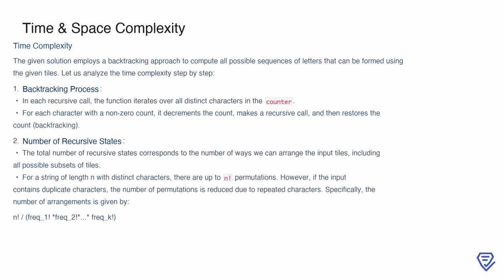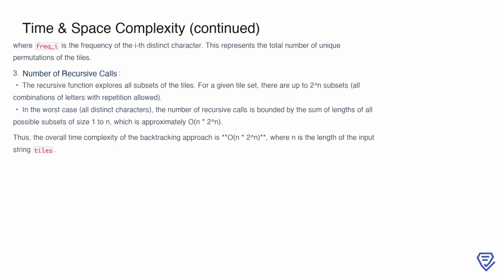To understand the total number of recursive states, consider the ways we can arrange the input tiles, including all possible subsets. For a string of length n with distinct characters, there are up to n! permutations. However, if the string contains duplicate characters, the number of permutations is reduced because repeated characters lead to redundant arrangements. This reduction is mathematically expressed as n! divided by the product of the factorials of the frequencies of each distinct character, represented as frequency_1!, frequency_2!, and so on, for all k distinct characters. This formula accounts for the total number of unique permutations of the tiles.